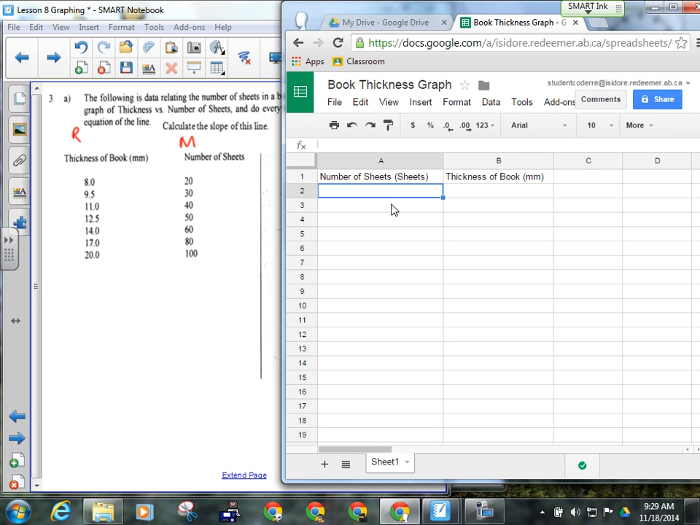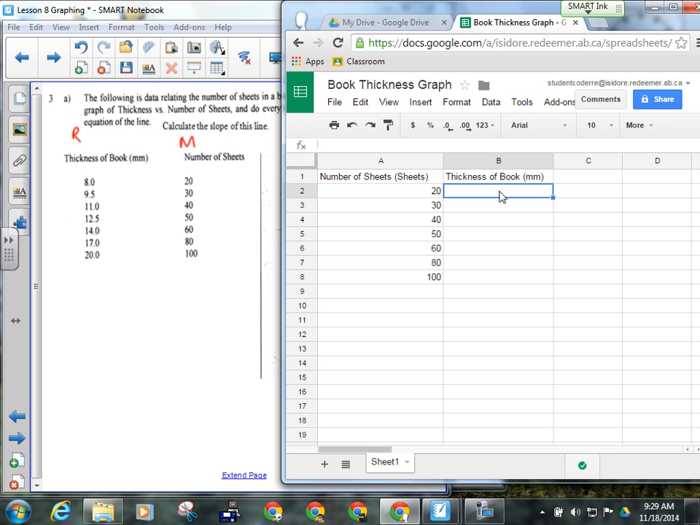So the number of sheets starts with 20, and then 30, and then 40, and then 50, and sometimes you can even do this down to 80. No, didn't do it right. Sometimes it works, sometimes it doesn't. So we got 40, 50. Oh, I know why, because there wasn't a good pattern for it to recognize. 60, 80, and 100. So we've got the numbers in for number of sheets.